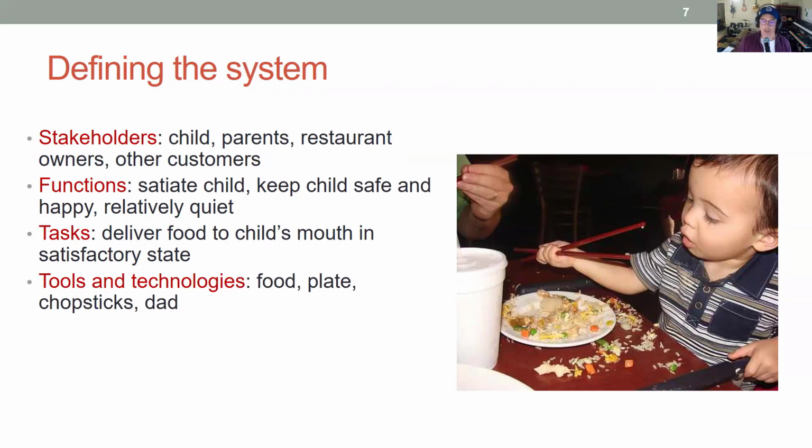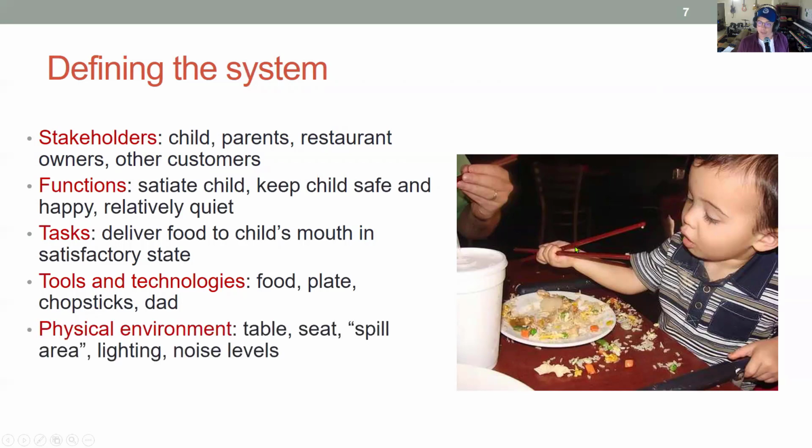Tools and technologies. So we have the chopsticks, we have the food, we have the plate, and we maybe have a parent who's there who could, from the child's perspective, be a tool of getting food in their mouth. You feed me, and in effect, engaging something outside of the child themselves, engaging another tool, another means of supporting this task.